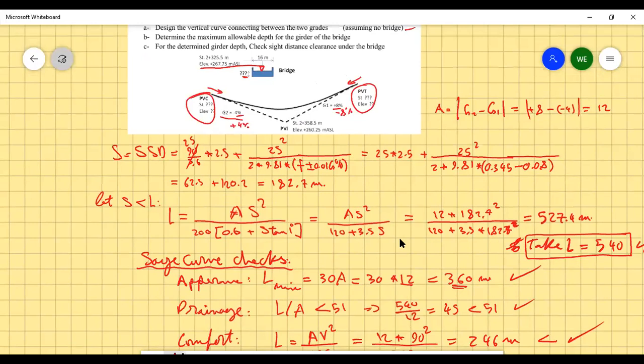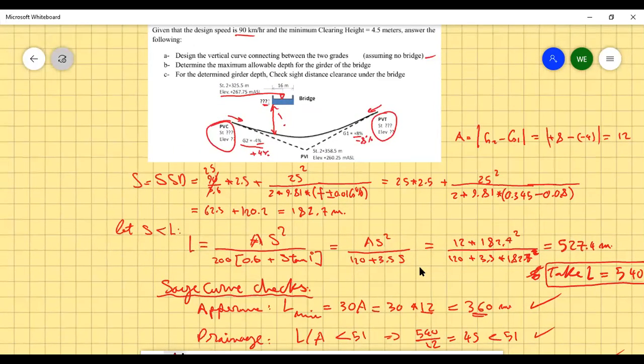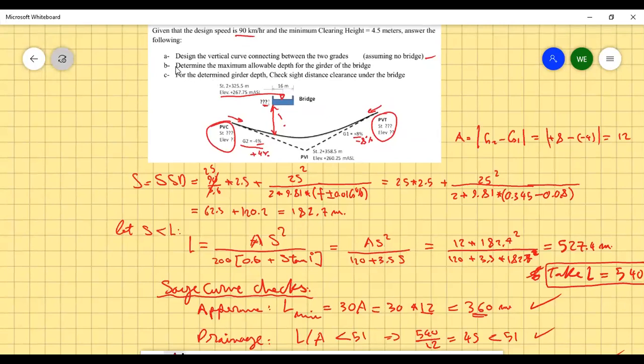For the clearance here, okay. So basically, what he is asking for here is to determine the maximum allowable depth for the girder of the bridge. In order to do that, we need to find the elevation of this point. So let's calculate first the BVC and BVT.